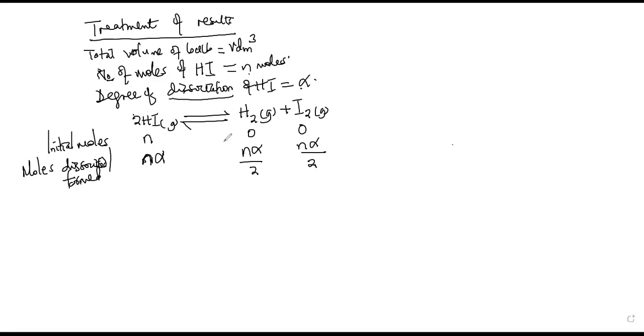Now, moles at equilibrium is what we follow. Write the whole word, moles at equilibrium. To get moles at equilibrium, we take the initial moles minus the moles that either dissociated or were formed. So we shall have N minus N alpha for hydrogen iodide, but for hydrogen and iodine it will be plus N alpha over 2. Don't say negative.